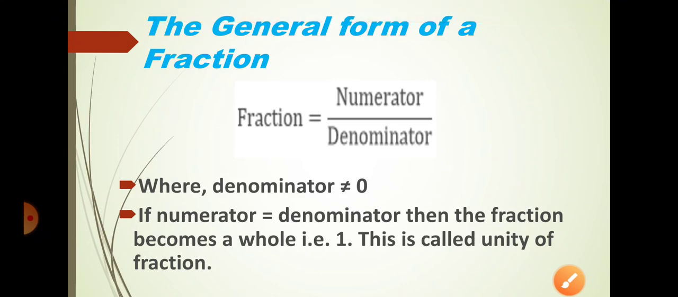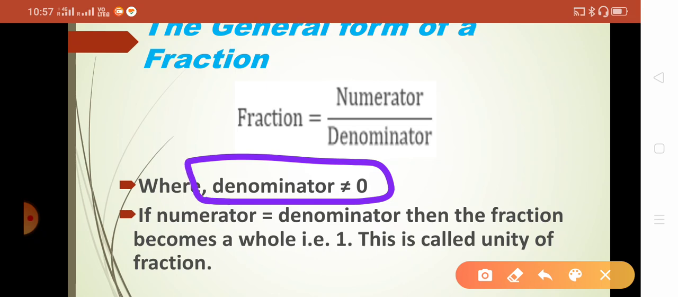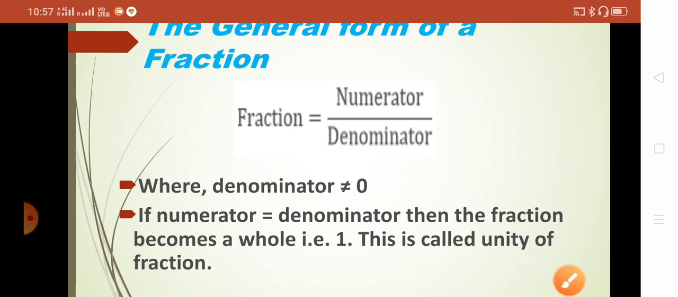Now what is the general form of a fraction? The general form of a fraction is numerator by denominator, and the condition is that the denominator must not be equal to 0. That means this value can't be equal to 0. Here you can't write 0 because a complete thing is always a number. It can't be 0 because 0 has no meaning. You can't have a pizza equal to 0. You can't have a pencil equal to 0 or anything equal to 0. That's why we can't take a denominator equal to 0.